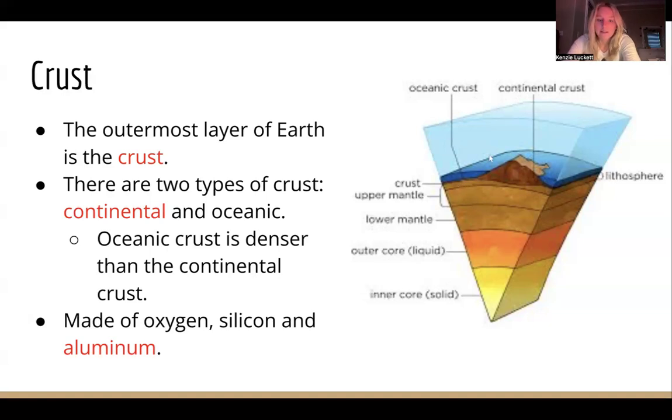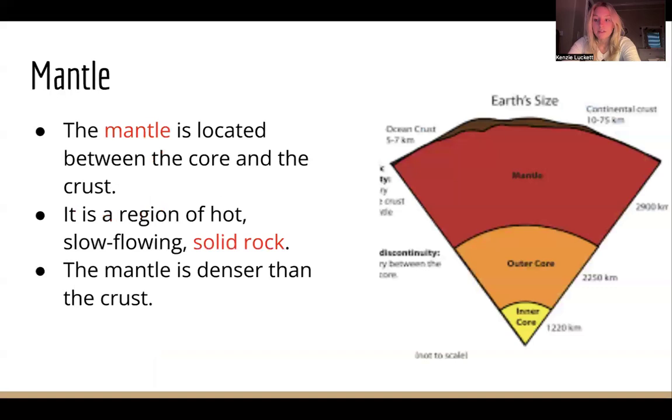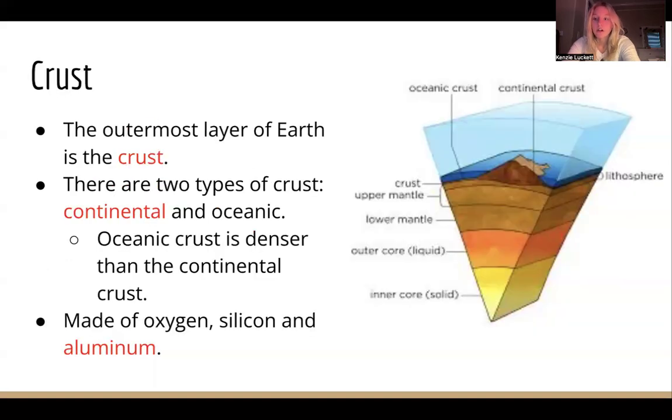So this crust, the thinnest outermost layer of the Earth, is made of oxygen, silicon, and aluminum. So those are the three materials that make up the crust. Remember, when we're talking about compositional layers, we're talking about the material that they're made of. So what determines the crust is the material in which it's made, which is oxygen, silicon, and aluminum. That's what differentiates the crust from the mantle and the core. It's what it's made of.